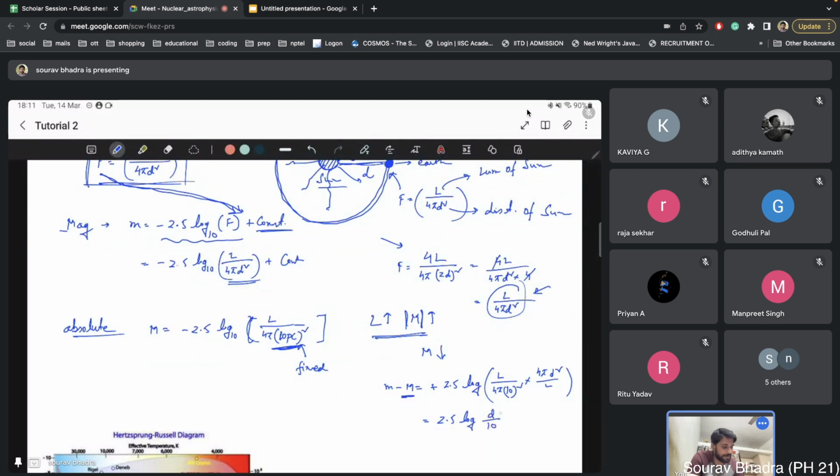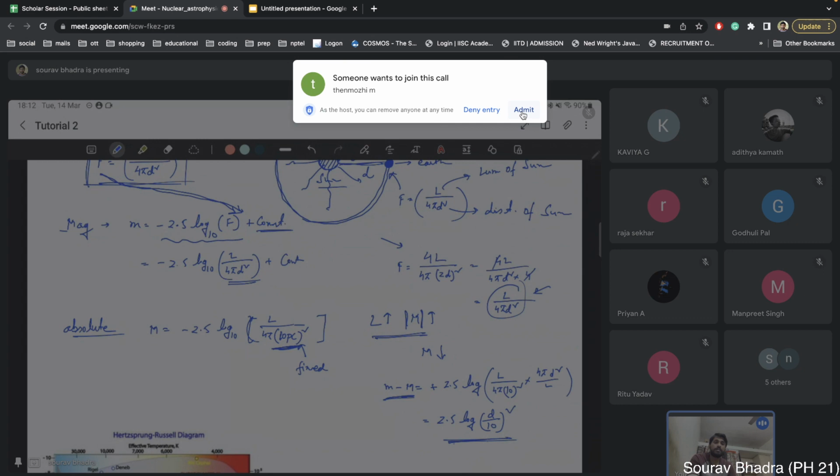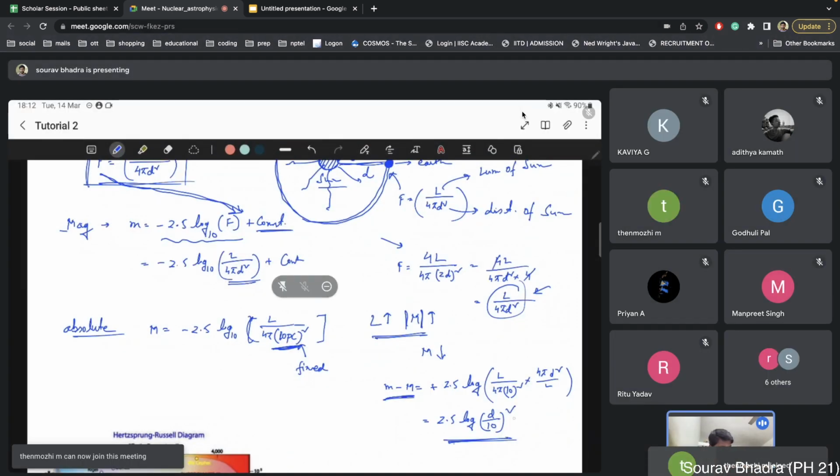It will be (d/10)². So this is the difference between the apparent magnitude and the absolute magnitude, and that can be expressed by 2.5 log (d/10)². This square can come in front of the log also, so it becomes 5 log (d/10). Okay, so this is the expression.